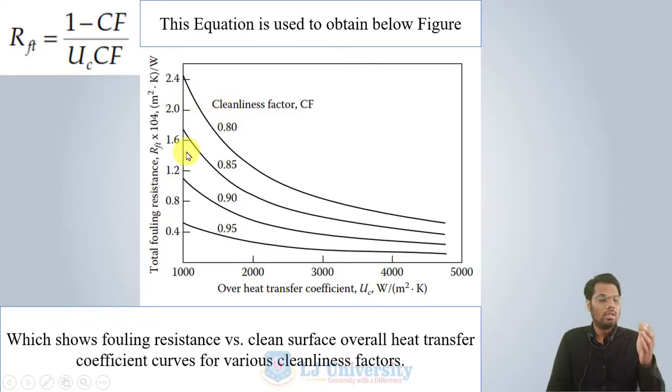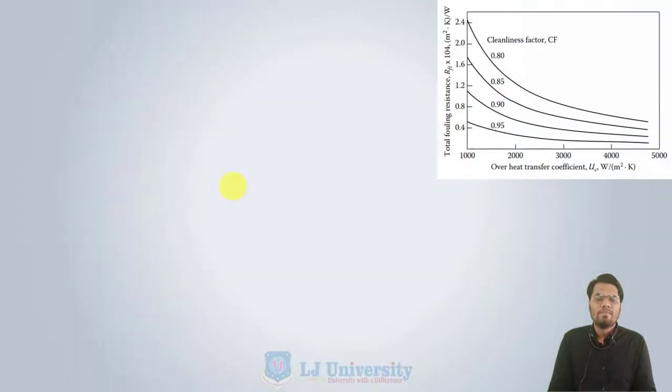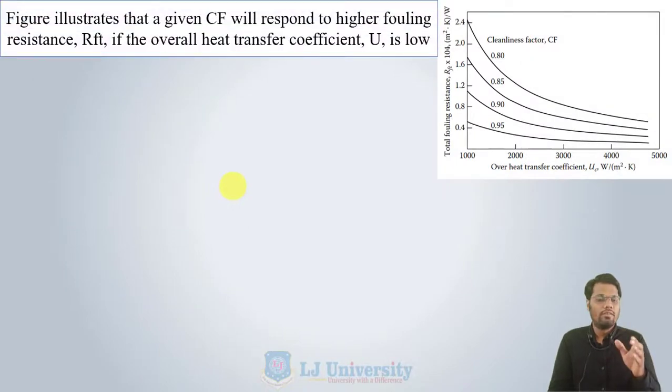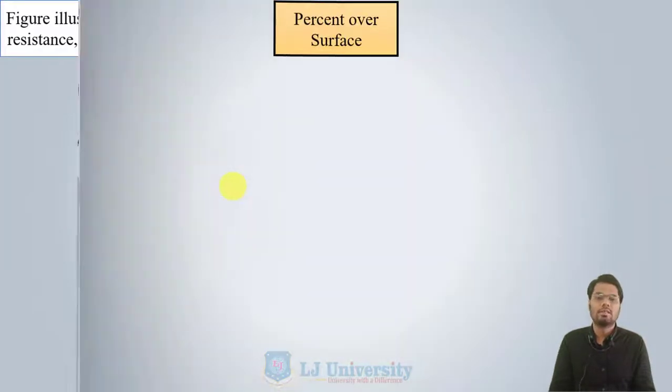Because when the flow velocity is low, there is a chance of more fouling, and due to more fouling, the fouling resistance value is going to increase. As fluid velocity becomes higher, the chance of fouling becomes lower, so the fouling resistance is also going to be lower. The figure illustrates that a given CF corresponds to higher fouling resistance if the overall heat transfer coefficient is low, as we have just discussed.